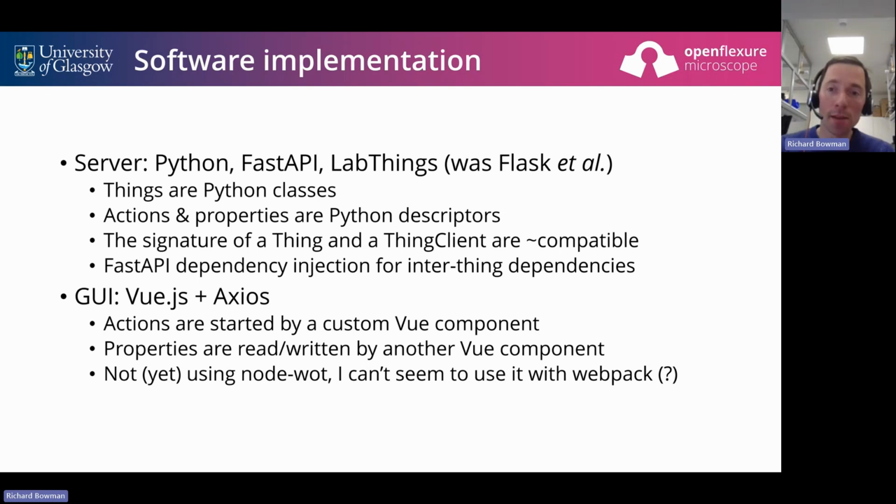And that also means that the signature of the thing, which is responsible for all the nitty-gritty hardware control, is pretty well the same as the signature of the client code that we generate based on the thing description. So it has the same functions, which are actions. It has the same properties. The client code is not yet nicely typed, but when that's implemented, because we're in the middle of a big rewrite of everything to migrate to FastAPI, the types will all be the same.